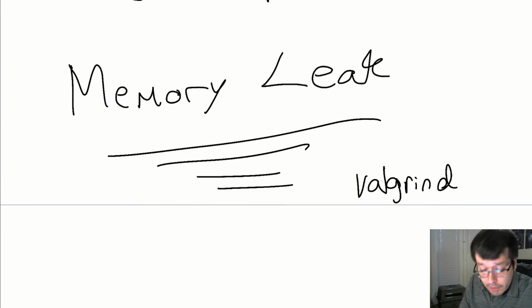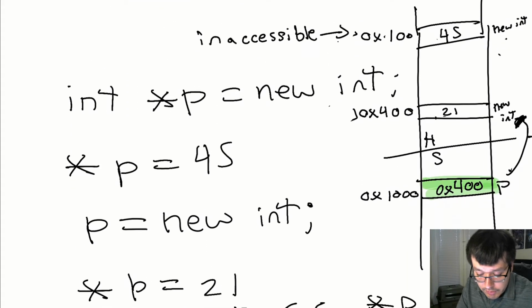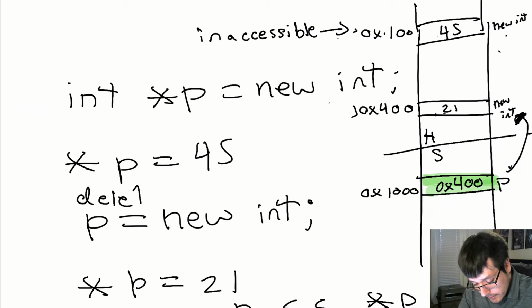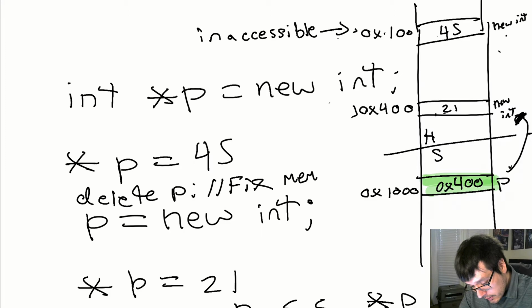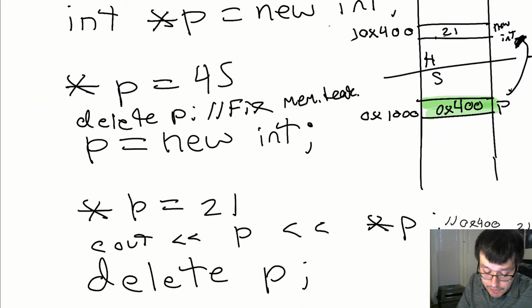Okay, so how do we solve the memory leak problem? A couple of ways that we can do that. One of them is, if we intend to never use this variable again, then we can say delete p, and this fixes the memory leak. Another thing that we can do is use a completely different pointer for this and keep the other one, so that we can deallocate it whenever we do need to deallocate it.